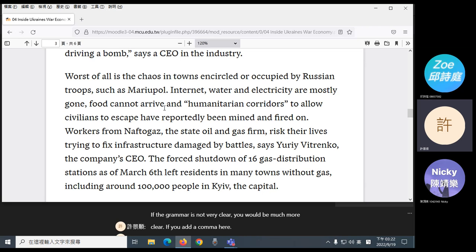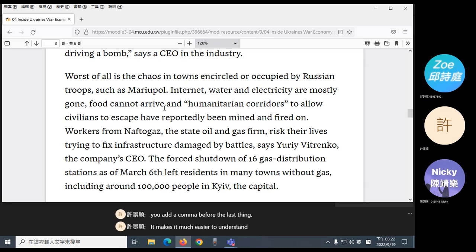But the rules around this kind of comma are very flexible. I say most Americans use it, most British people don't, but there are exceptions. Some Americans don't, some British people do use it. But I do hope that when you write a list, you add a comma before the last thing. It makes it much easier to understand.